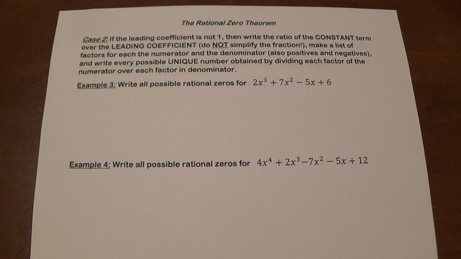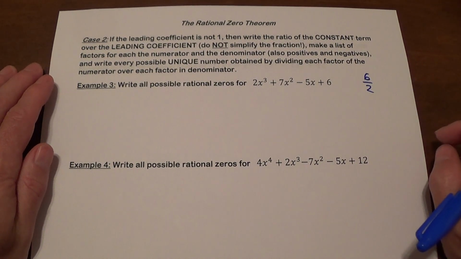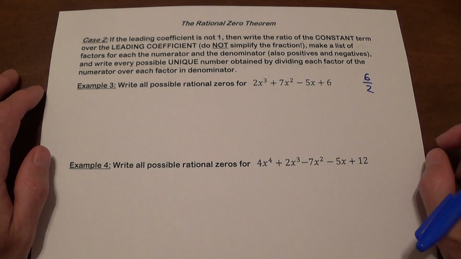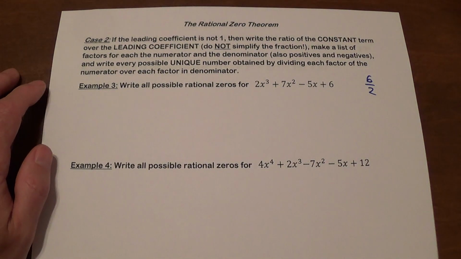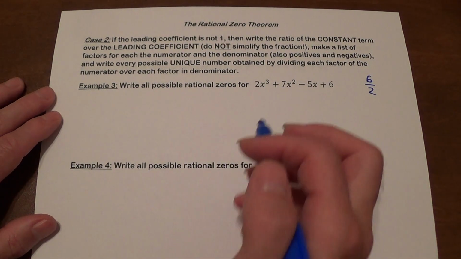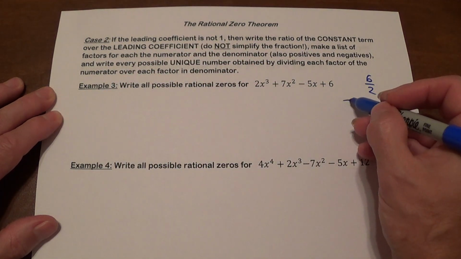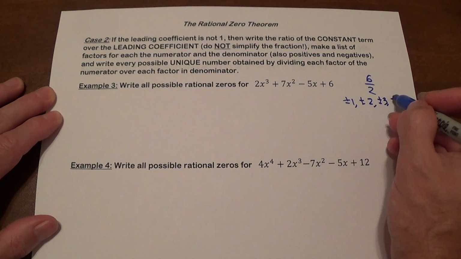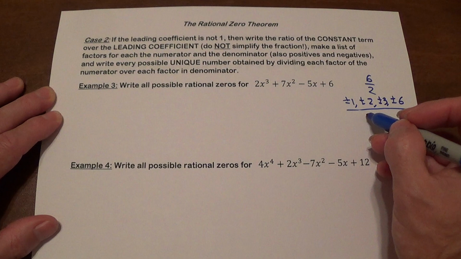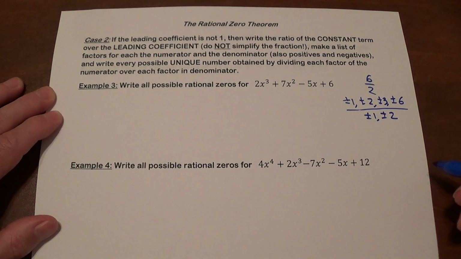So the first thing that we're going to do here is write 6 over 2. Please remember, you cannot simplify that. It's going to have to remain like that. 6 is our constant, 2 is our leading coefficient. So what are the factors of 6? The factors of 6 are plus minus 1, plus minus 2, plus minus 3, and plus minus 6. What are the factors of 2 on the bottom? Plus minus 1, plus minus 2. And now we're going to take every possible combination and see what we get.